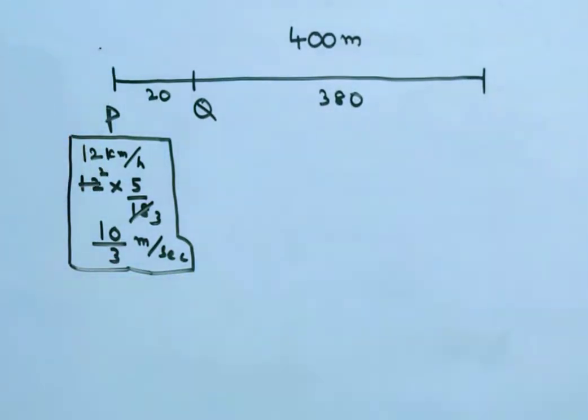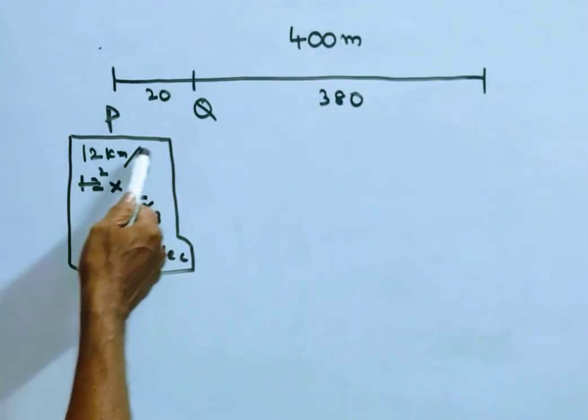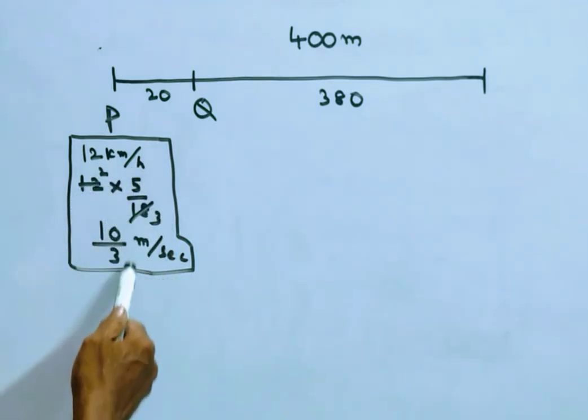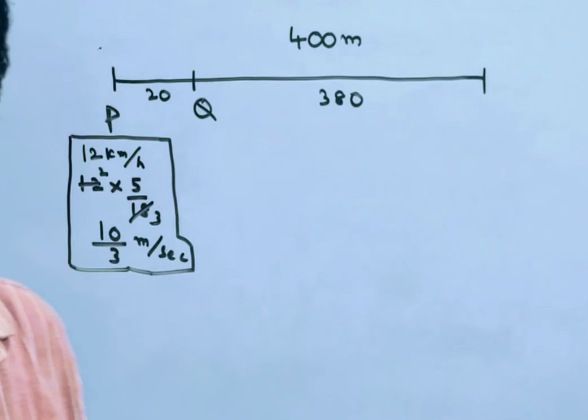That is the question. Friends, the speed of P is 12 kmph. That is equal to 12 into 5 by 18, which is equal to 10 by 3 meters per second.